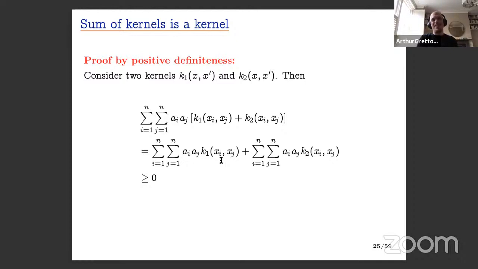But without positive definiteness, I've seen proofs that try to do this without using positive definiteness, and you can, but it's a real pain. So this is a short proof.